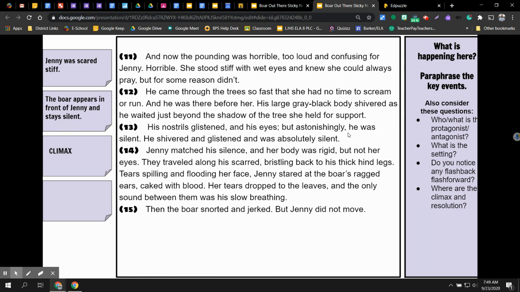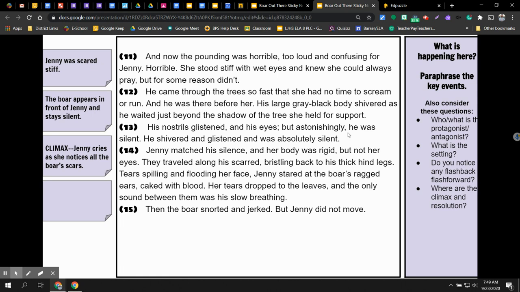Jenny wanted to see this boar, right? And Jenny had this idea in her head that this boar was some magical, beautiful creature, right? And she just wanted to see it. But in this climax, she cries because she realizes that her picture of this boar was totally wrong when she notices the scars, and she notices that it's kind of ragged looking, and it's got blood on its ears, and it's not what she imagined.